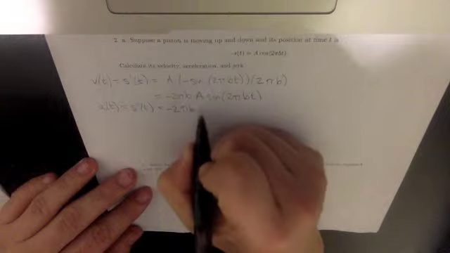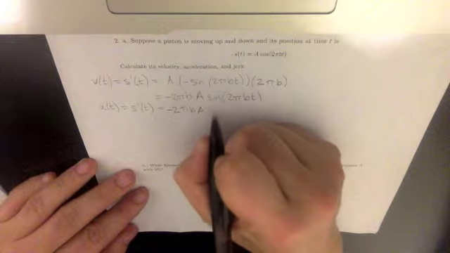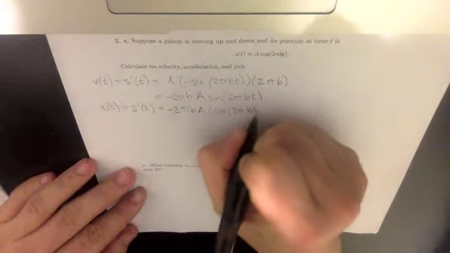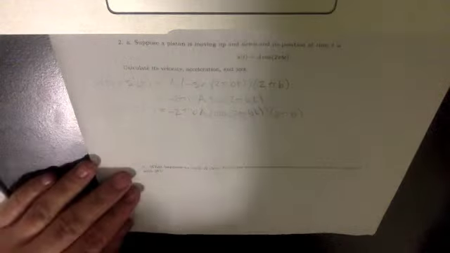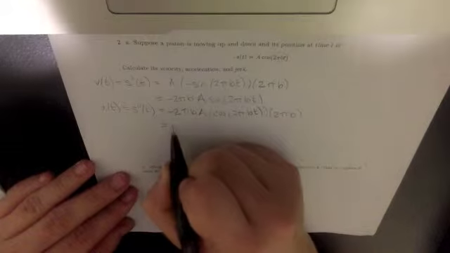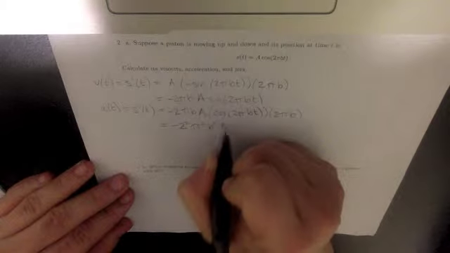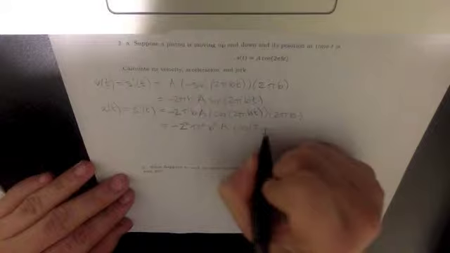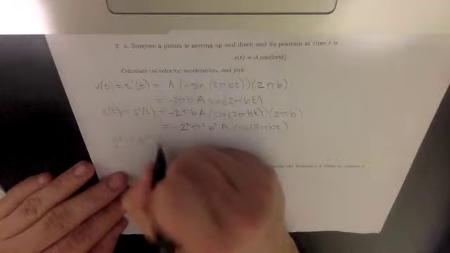Now if we take the derivative of the velocity with respect to time, the constant stays out front, negative 2 pi bA. The derivative of sine is cosine of 2 pi bt. And then we have to again take the derivative of the function that's inside, which is 2 pi bt, which adds another 2 pi b out on the outside. So now, if I simplify this a little, I get negative 2 squared pi squared b squared A cosine 2 pi bt.